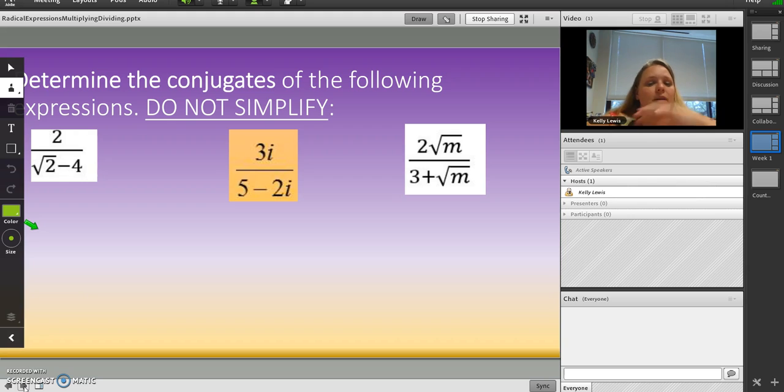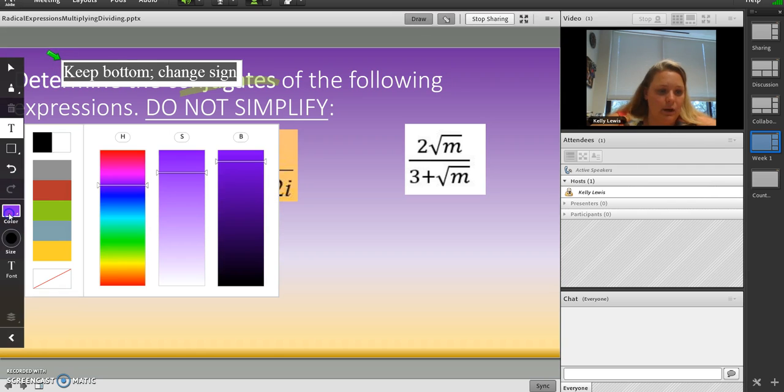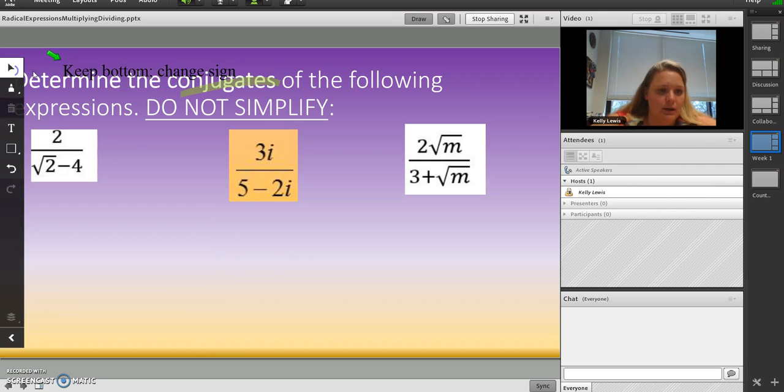Let's look at these. So these guys, the conjugate: I'm going to keep the bottom and just change the sign. Keep bottom, change sign. And I'm not going to explain right this minute why that works, but I am going to when I actually work out these problems.